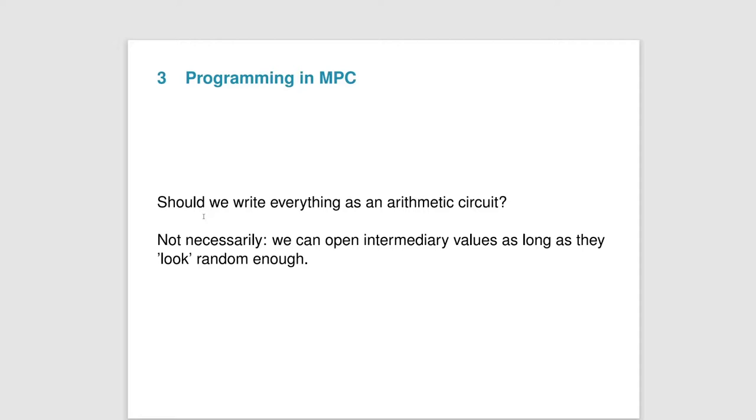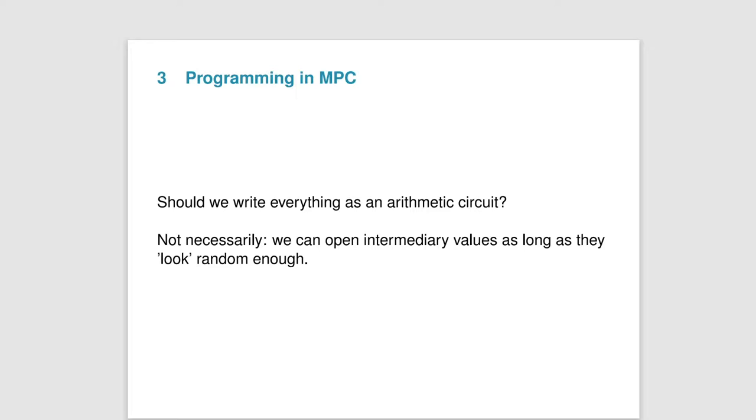So even though writing everything as an arithmetic circuit is a solution to MPC, it is often not the fastest. In the following, we will walk through how one would go about coding the function to get the least significant bit of a secret x. We'll also see how to test whether a secret value is equal to 0. In both cases, we will use the same trick that is very common in the MPC literature, which basically relies on the fact that it's okay to open a value if it looks random enough.